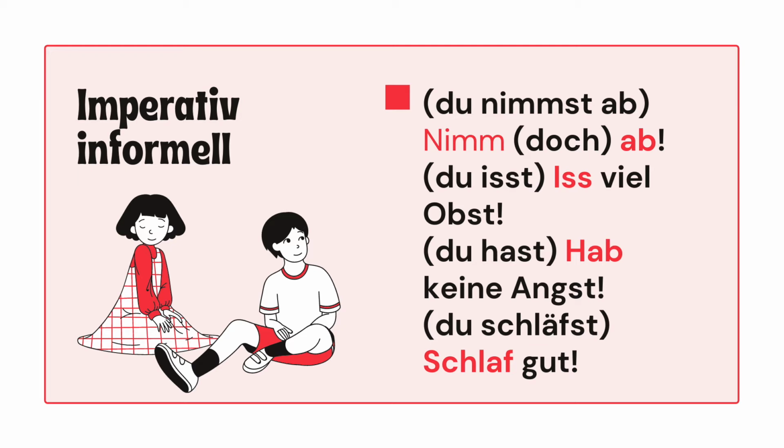The next example is du hast. Du hast means you have in German. When you want to say don't be afraid, this is an imperative form. In German you say hab keine Angst. So this is all in the informal way. And du schläfst means you sleep. If you want to say sleep well, you say schlaf gut. It can be used like that.